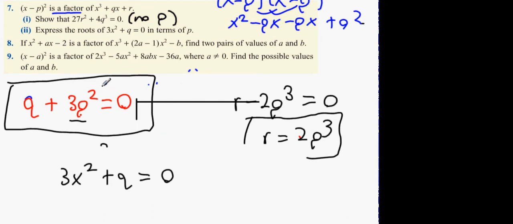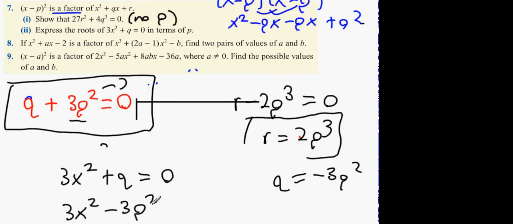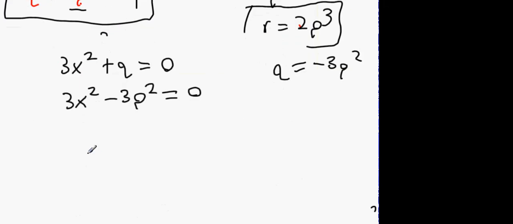I have one of my equations that does that for me right away. So what I do here is I bring over the 3p squared and I get q equals minus 3p squared. Then I replace in for q minus 3p squared. I have to solve this equal to 0. It's the difference of two squares, but I need to factorize. It wants me to factorize and solve this. Take out 3 and I get x squared minus p squared equals 0.